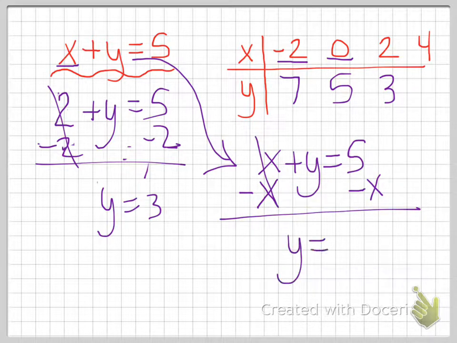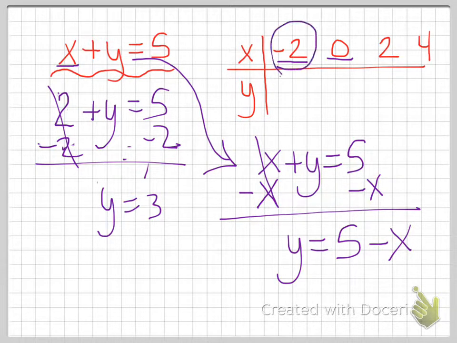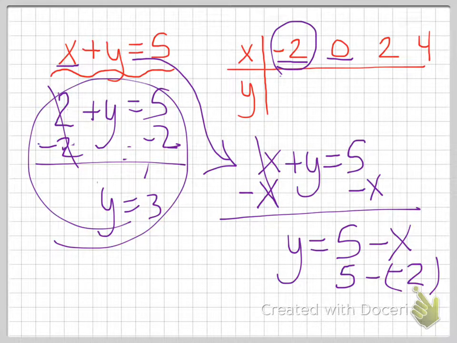Y equals 5 take away x, or you could say negative x plus 5, doesn't matter. But now, say we didn't know these yet, when I plug this negative 2 in, it's super easy because I can do it in my calculator. I can just go 5 minus negative 2. I don't have to use all these inverse operations to solve. So 5 minus negative 2 is 7, so y equals 7.